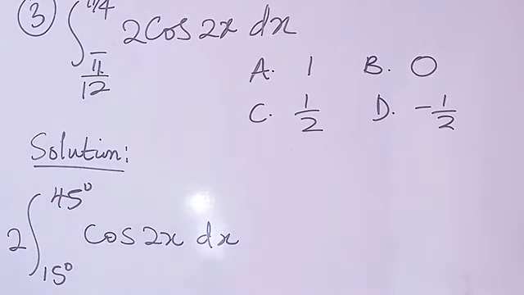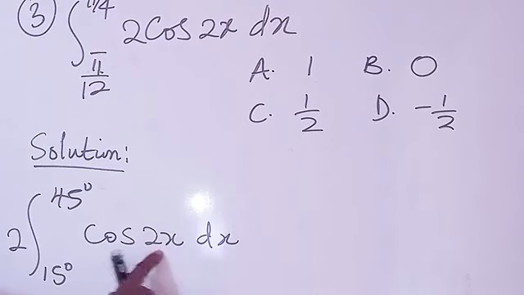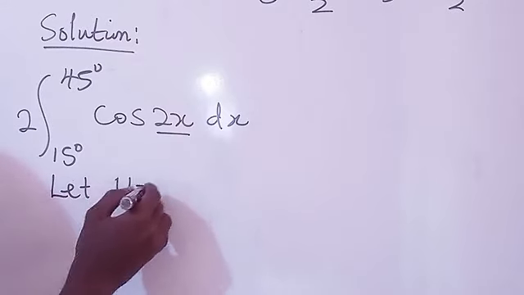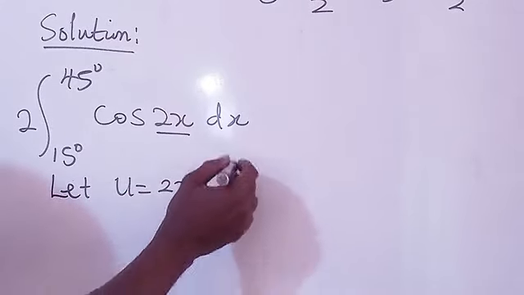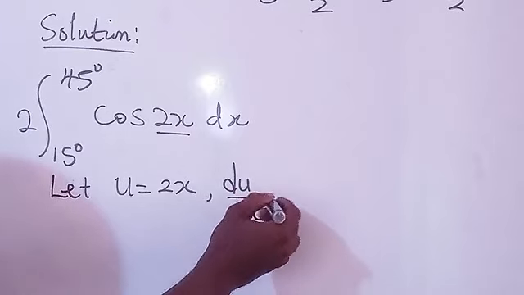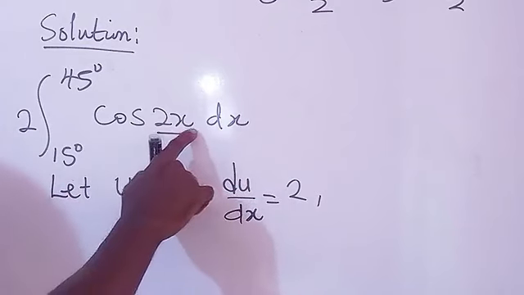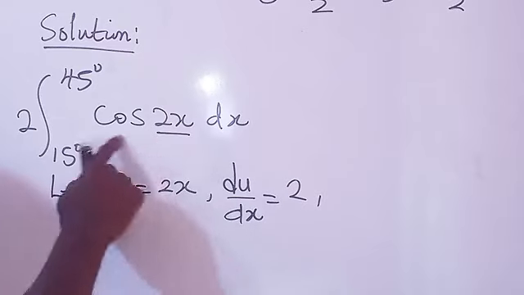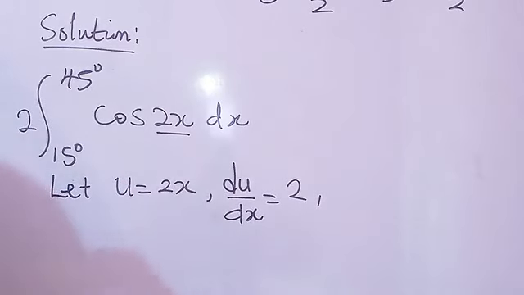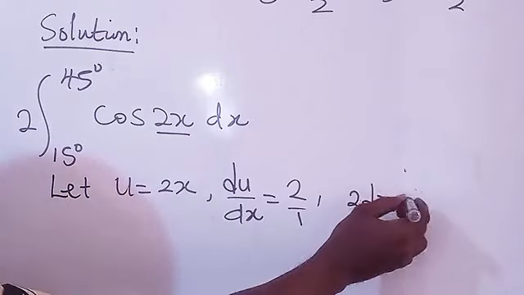Now, what we need to do here is, because of the 2 that is here, we have 2x, so we do a substitution. Let u equal 2x. Then find the derivative of u with respect to x: du/dx equals 2. We want to transform everything from x to u, because we don't want to see any x variable here. So instead of x, we say u. Therefore, we want to make dx the subject of the formula, so dx equals du over 2.